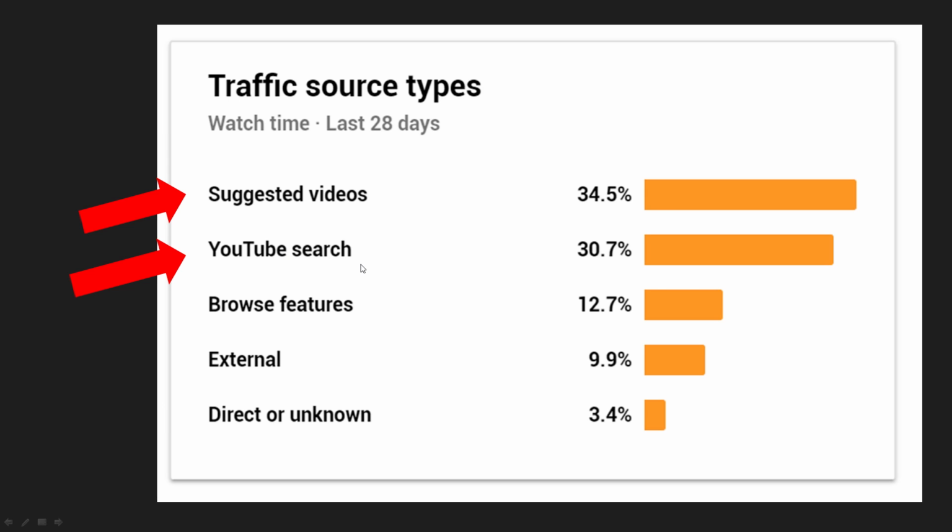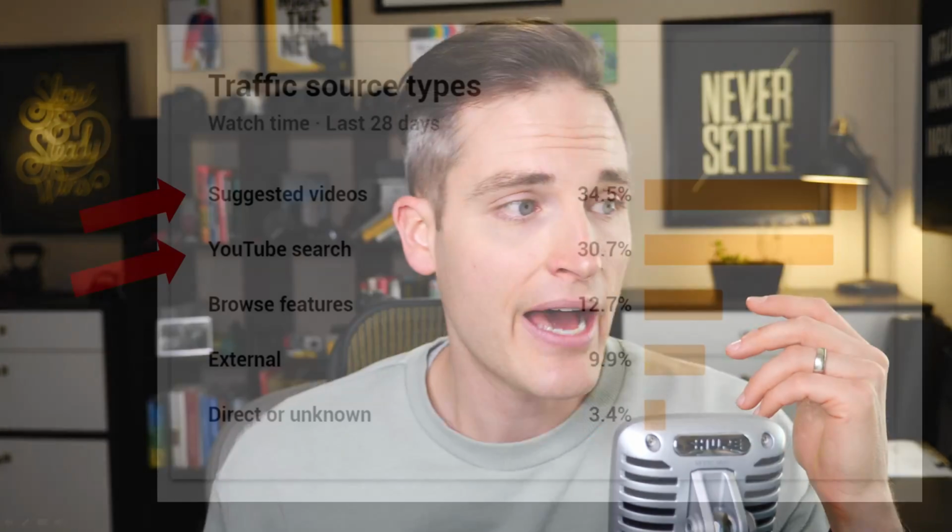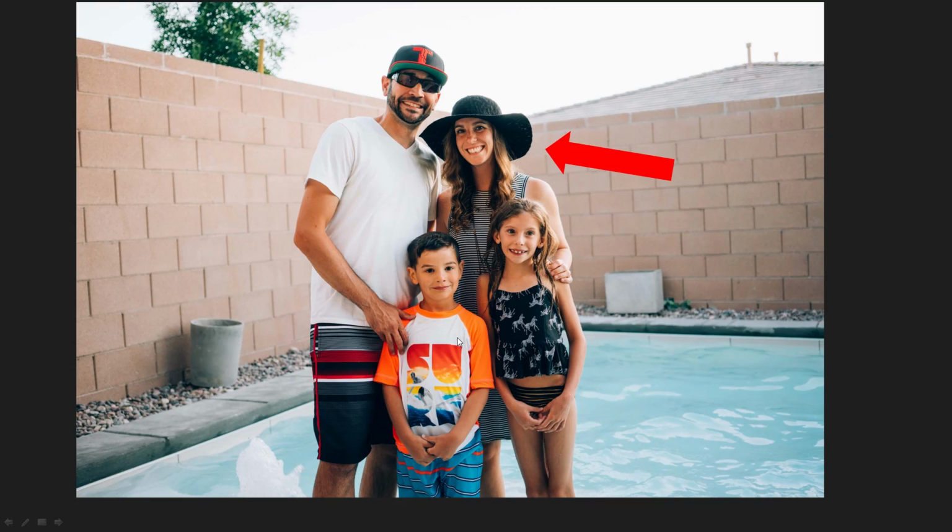So YouTube search is pretty massive, because on Think Media, basically 65% of all the views come from suggested videos and YouTube search. So it's search and suggested. Then we should ask, how do we get our videos to show up in suggested videos, and how do we get our videos to show up in YouTube search?